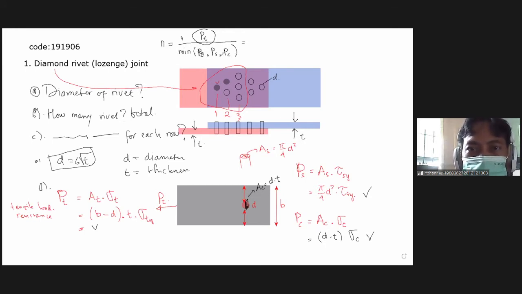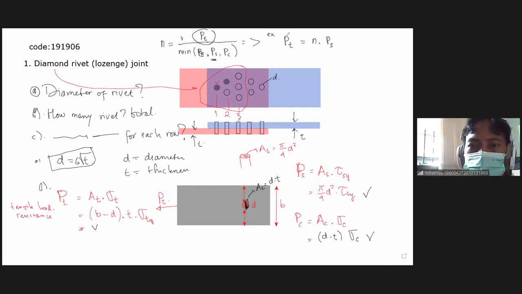So for example, if the weakest part is the shearing resistance, we will choose it like this.